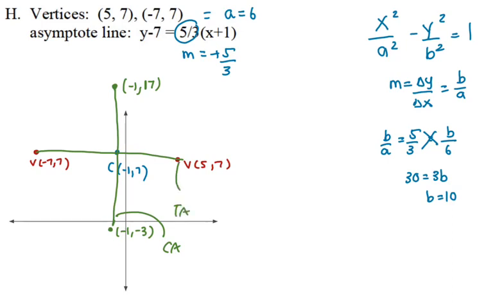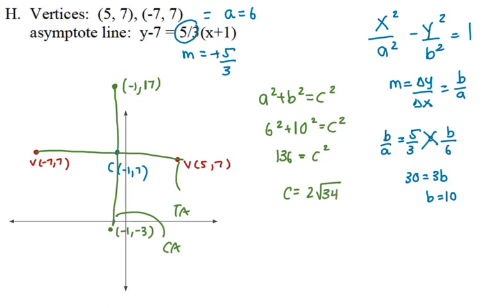And the last thing we need is c in order to graph the focal points. So a squared plus b squared is equal to c squared. You've got 6 squared plus 10 squared is equal to c squared. 136 is equal to c squared. So that looks like c is equal to 2 root 34.